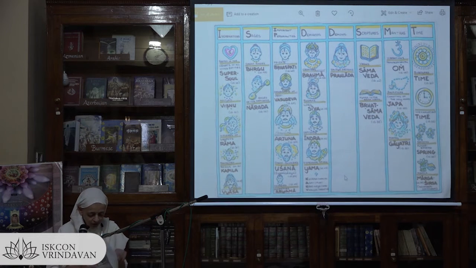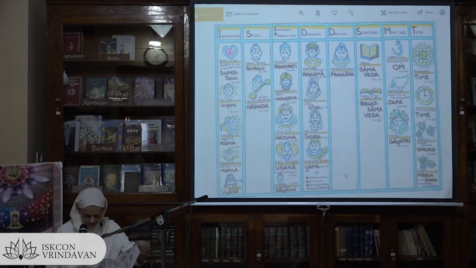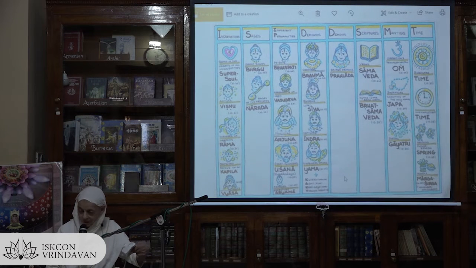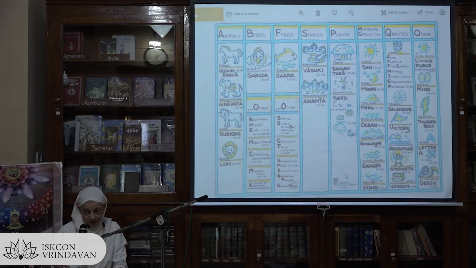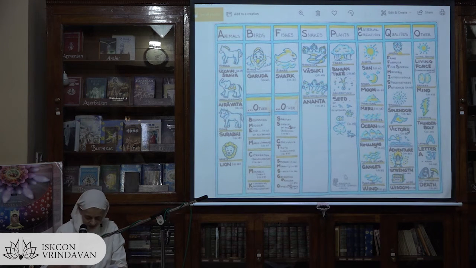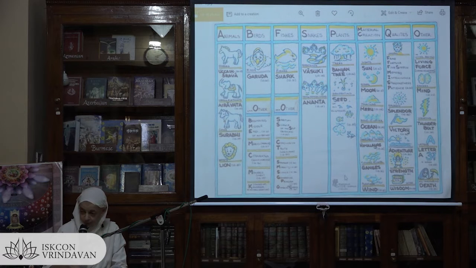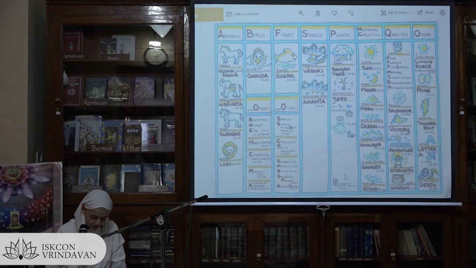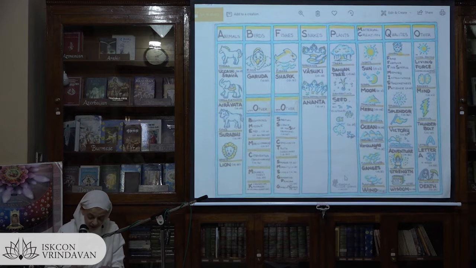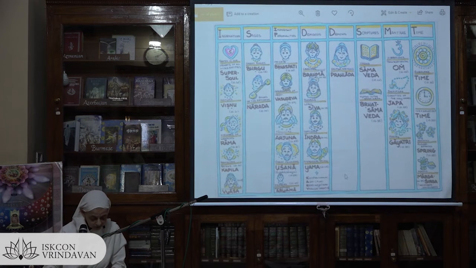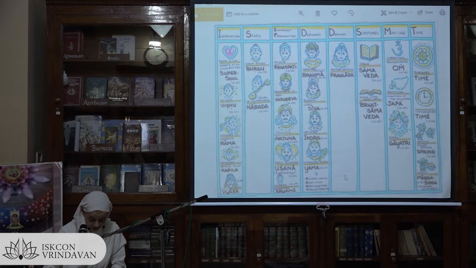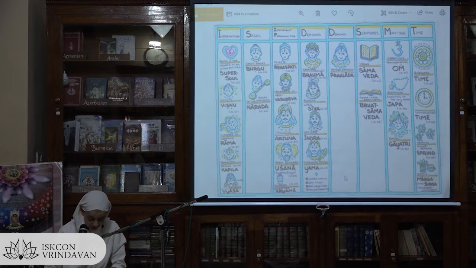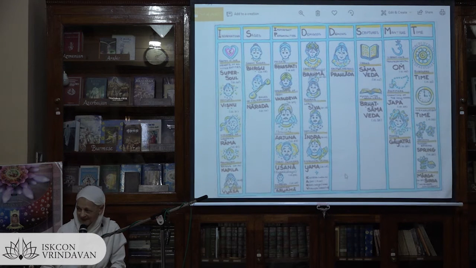For instance, for animals, right? You'll see 1, 2, 3, 4. Now, they may not be in order that way, but it just helps make it simpler. From the 82 opulences, how many are animals? How many are birds, fish, snakes, plants, right? Material creations, qualities. And on the back, you'll see still more. Very helpful. Incarnations, sages, demigods, demons, scriptures, mantras, and time.